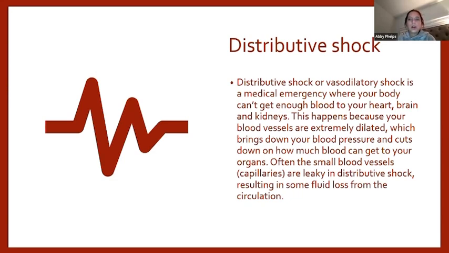So, distributive shock or vasodilatory shock is a medical emergency where your body can't get enough blood to your heart, brain, and kidneys. This happens because your blood vessels are extremely dilated, which brings down your blood pressure and cuts down on how much blood can get to your organs. Often, the small blood vessels are leaky in distributive shock, resulting in some fluid loss from the circulation.